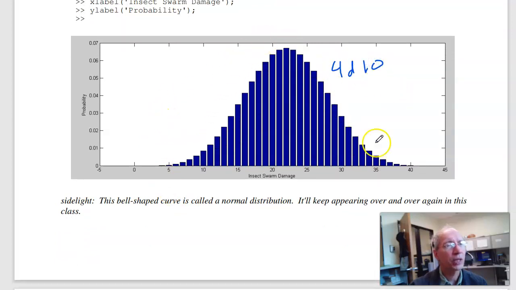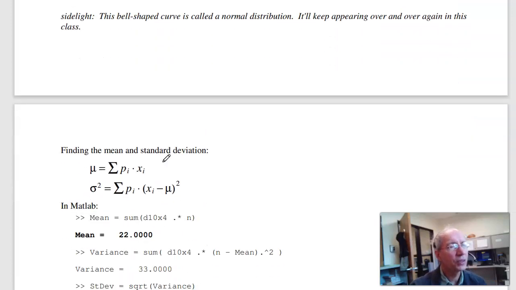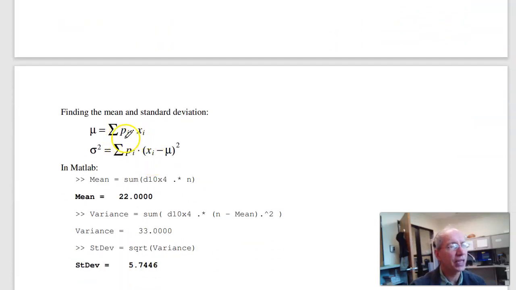It's got a nice bell-shaped curve. That's the central limit theorem. We keep seeing that over and over again. To describe this curve, oftentimes we use the mean and standard deviation. So the mean is just the average, the weighted average of each number.